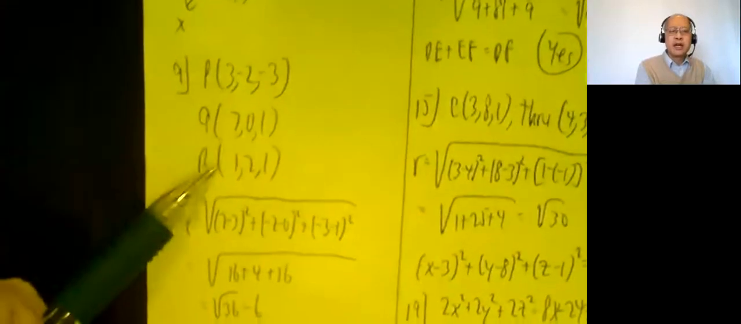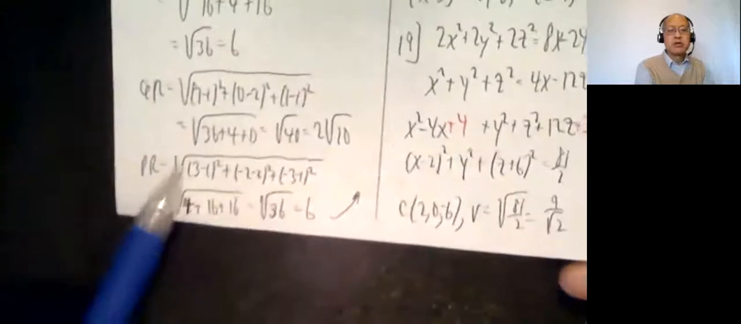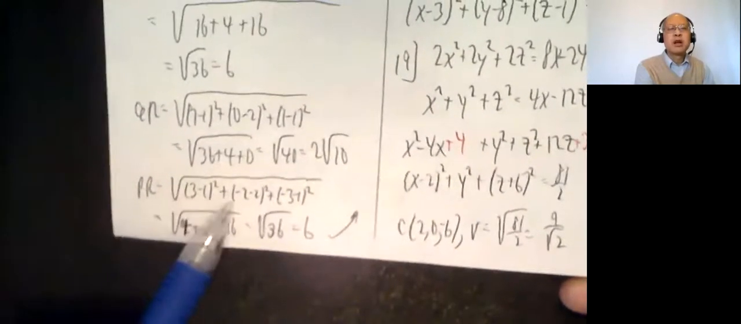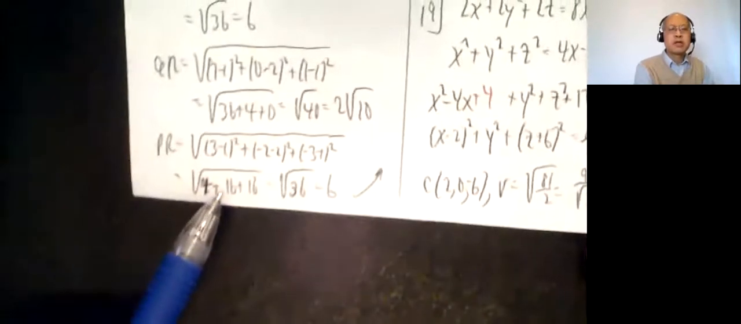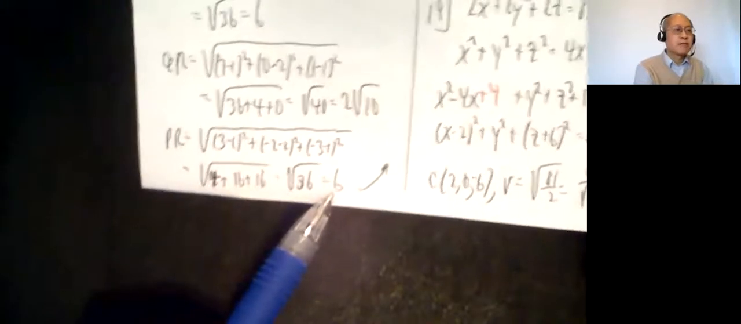And distance from P to R. So from here to here, subtract the x's, subtract the y's, subtract the z's. So square root of (3 minus 1) squared plus (-2 minus 2) squared plus (-3 minus 1) squared, square root of 4 plus 16 plus 16, square root of 36, which is 6.